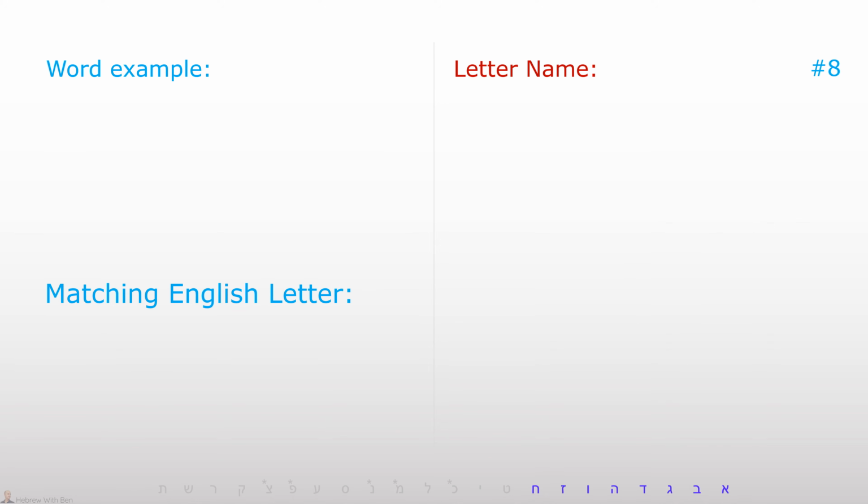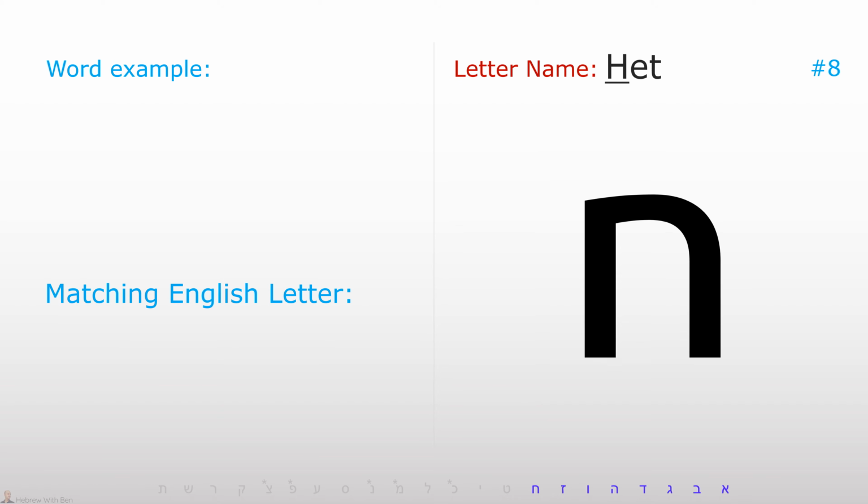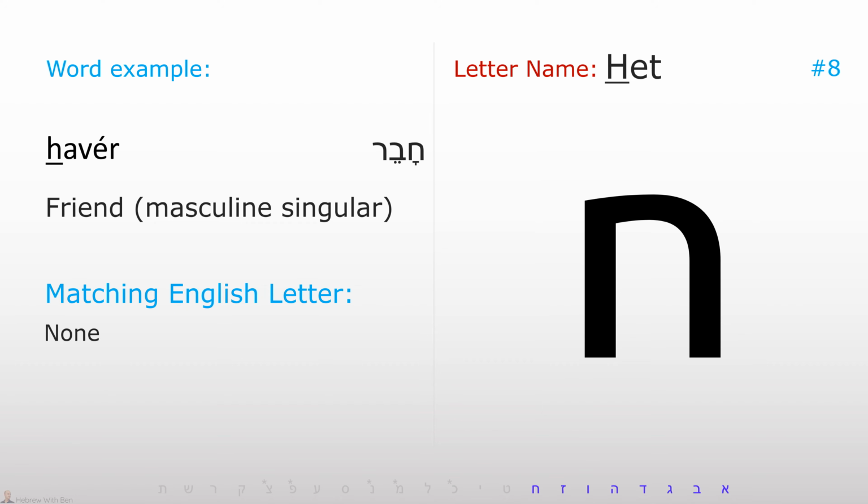Let's continue with the letter Chet. There is no equivalent sound in the modern English consonants. There are equivalents of sorts in other languages like Arabic, maybe German, Dutch, Spanish, and more. A word example is חבר.